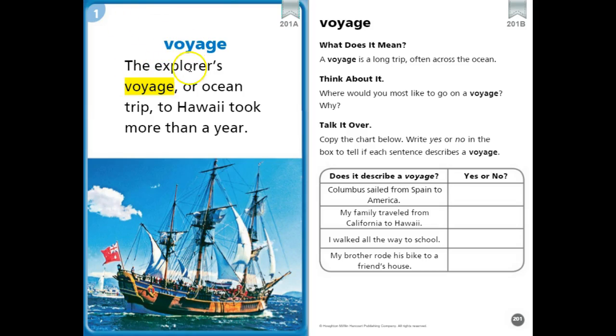Voyage. The explorer's voyage or ocean trip to Hawaii took more than a year. A voyage is a long trip, and it's often across the ocean. Where would you most like to go on a voyage, and why? Using the chart below, say yes or no to tell if each sentence describes a voyage.